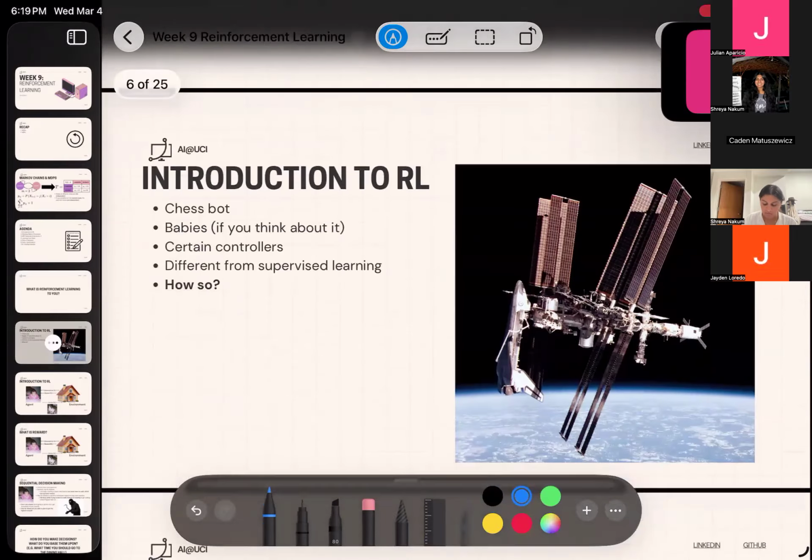There's a lot of different ways that it's used. It's used in video games. There's the chess bots that do reinforcement learning. RL is a really big thing in robotics as well, for different movements, like Boston Dynamics.